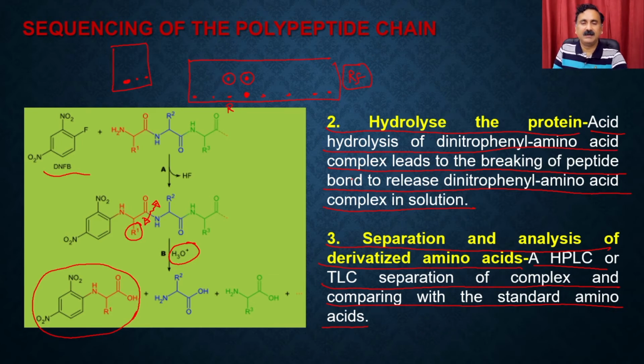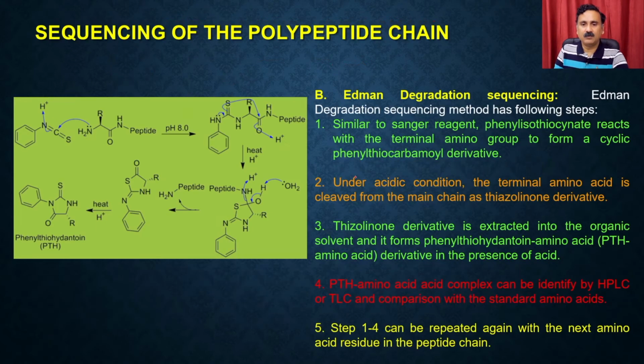So, this is about how you can use Sanger's method to sequence proteins. Now, if you talk about the Edman degradation method, it has similar kinds of steps, but the reagents are different. You are going to use phenyl isothiocyanate, which reacts with the terminal amino group to form a cyclized phenylthiocarbamoyl derivative. When it reacts with the terminal R1 group on the peptide, it forms a cyclized product.